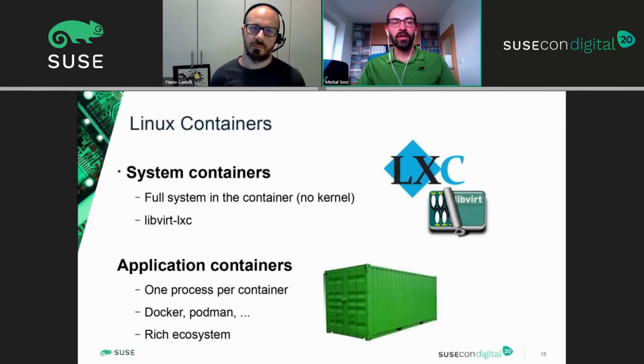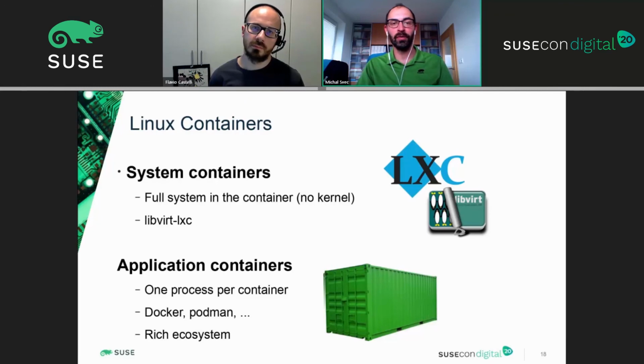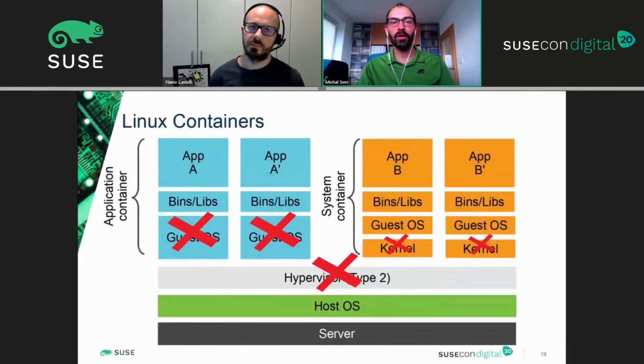There are two types of containers. System containers, not used that much nowadays anymore, so it's a full system in a container just without the kernel, and application containers. So it's like one process, one app just bound into a container. There is a container engine needed to run that application container. It's like Docker, Podman, or the like, and that's where most of the happening is going on nowadays. So that's where the ecosystem has exploded pretty much.